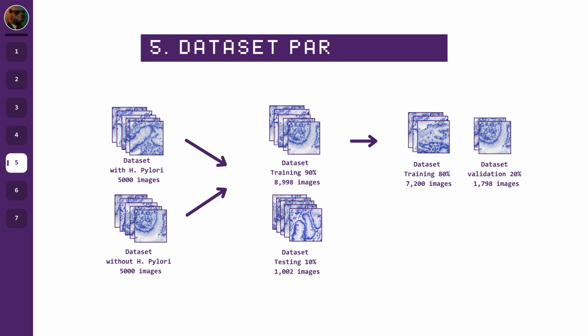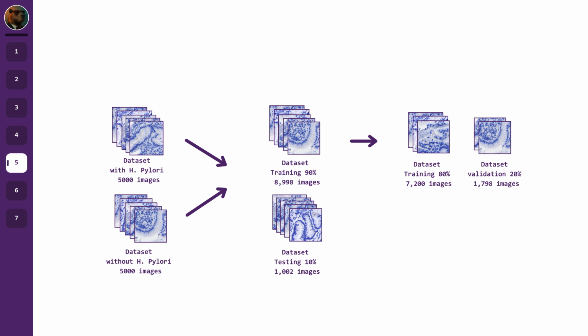Dataset partitioning. For the final dataset, we selected 5,000 images with H. pylori and 5,000 without, combining original and scaled crops. We split the data into 90% for training and 10% for testing. Within the 90% training set, we reserved a portion for validation, and as a result, we ended up with 7,200 images for training, 1,798 for validation, and 1,002 for testing.